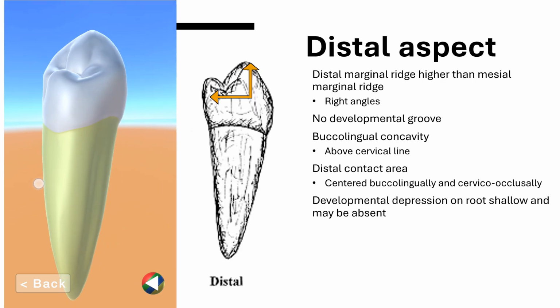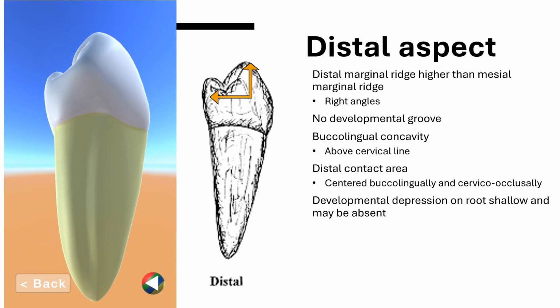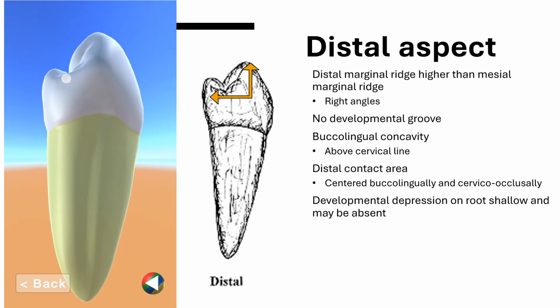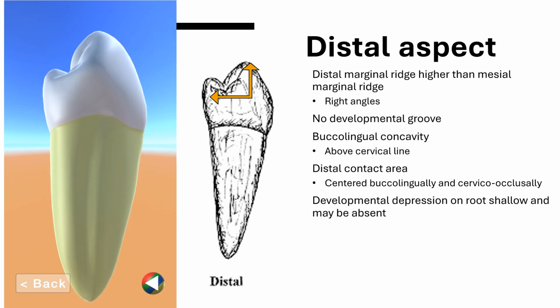Let's go to the opposite side, the proximal surface. So from the distal aspect, the typical appearance is that the distal marginal ridge is kind of perpendicular to the long axis of the tooth. Also, there may be a concavity seen just below the contact area.